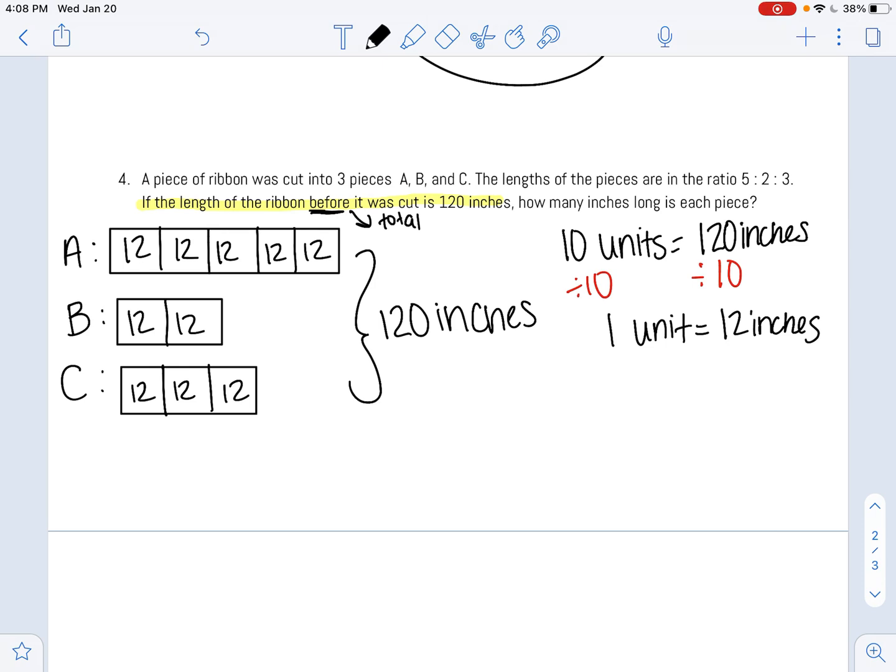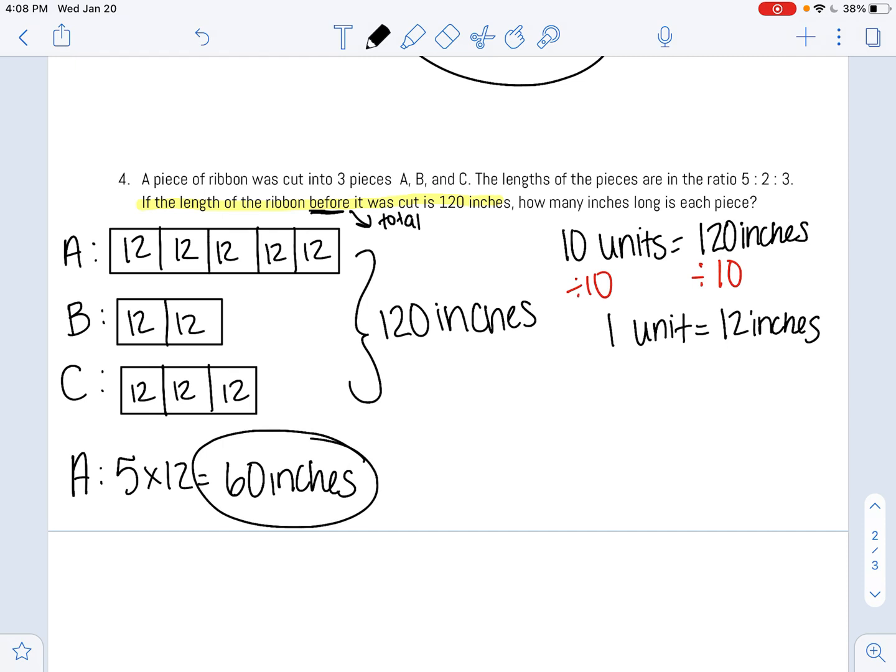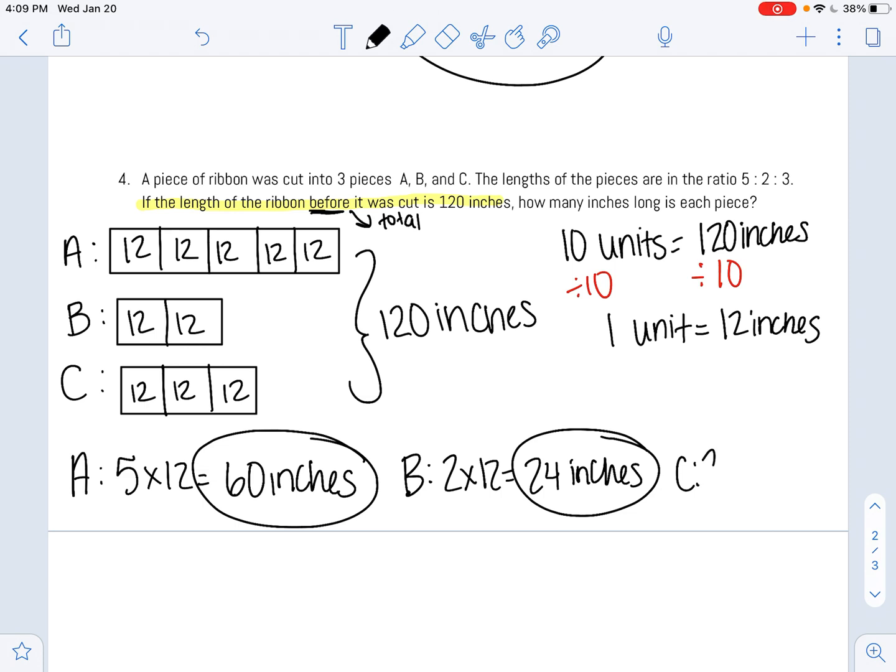But now I can figure out how long each piece is. So for A, I have 5 groups of 12, which equals 60 inches. For B, I have 2 groups of 12, which is 24 inches. And for C, I have 3 groups of 12, which is 36 inches. And I found each of my pieces that way.